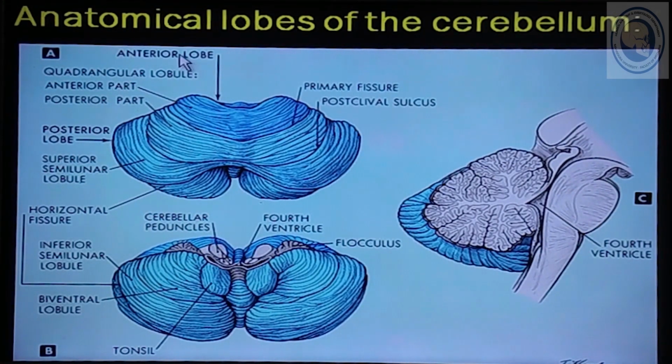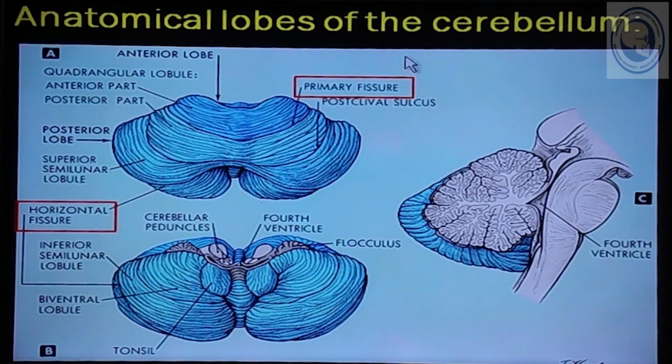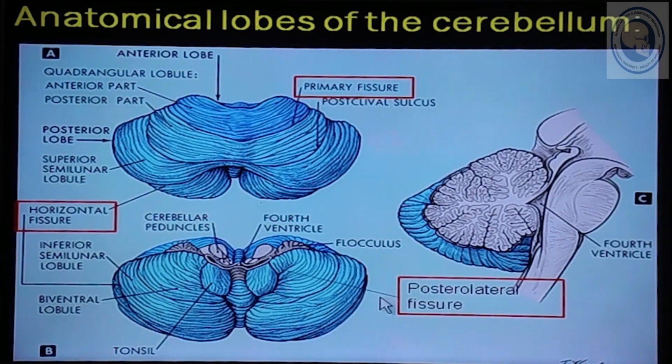The cerebellum is divided anatomically into 3 loops by 3 fissures. The first fissure is called the horizontal fissure. It runs horizontally to separate the superior surface from the inferior surface. On the superior surface, we will find another fissure named the primary fissure, and on the inferior surface, we will find another fissure called the posterolateral fissure. By these 3 fissures, we divide the cerebellum into 3 anatomical loops.